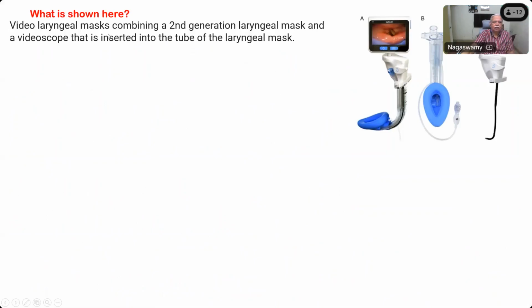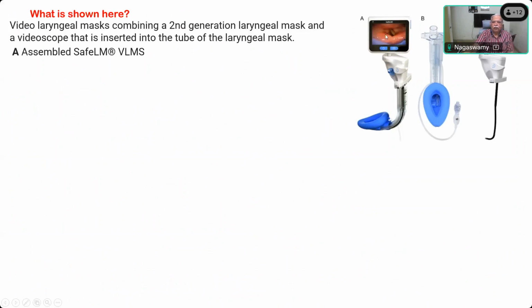Yeah, this is an LMA part, but it has also got a video scope to see where you have placed the LMA. Okay, so it is a video laryngeal mask combining a second generation laryngeal mask with a video scope that is inserted into the tube of the laryngeal mask. So you can see all the parts here.